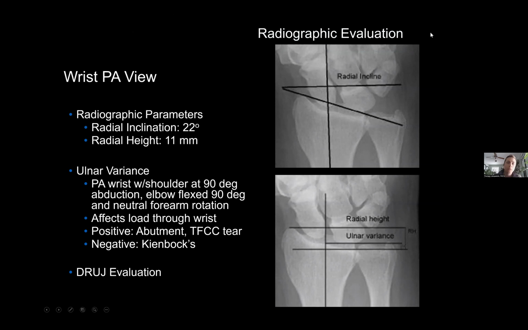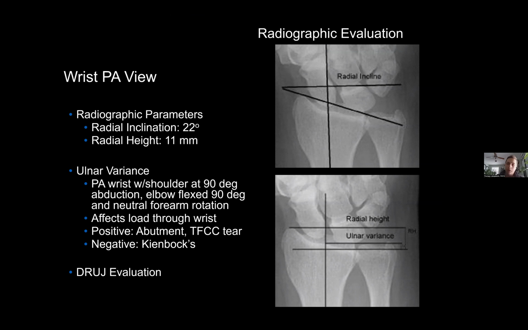When you're looking at a PA view or an AP view, there are a few things that you want to take into account. You're going to think about the radial inclination, which is basically the slope that the radius makes going from radial to ulnar. That's usually about 22 degrees. And then you also want to consider the radial height. It varies from person to person, but the average radial height is about 11 millimeters. That's basically measuring from the tip of the radial styloid to the base of the lunate fossa, which you can see described there in the picture on the bottom.